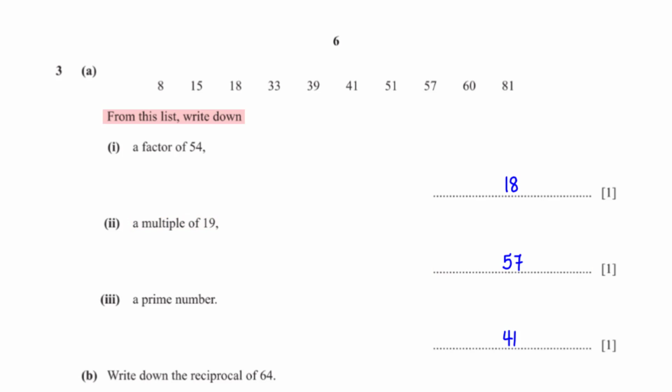From this list, write down a prime number. From the list, 41 is a prime number. It has only two factors, 1 and itself.